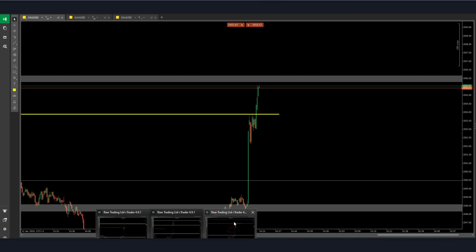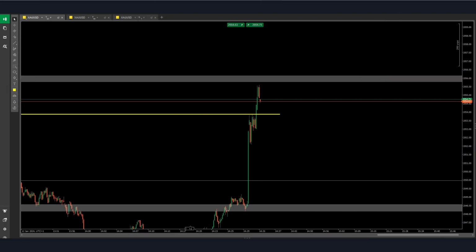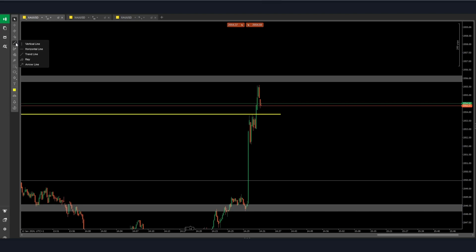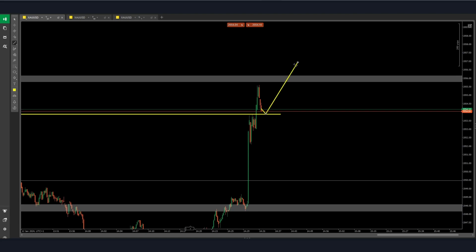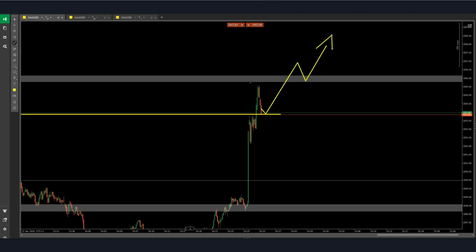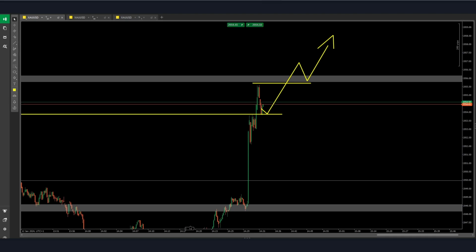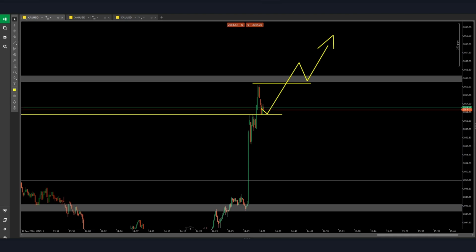Let me just move GBPUSD over here on the other screen. So this could be a possible first entry with a break and retest at these lows, but I would love to see the breakout above these highs before taking any entry. And GBPUSD is not moving, not reacting too much.